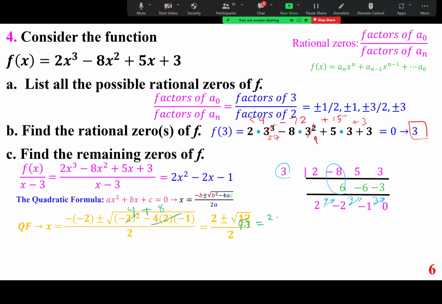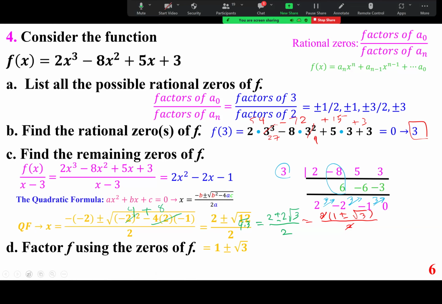Now, 12 is 4 times 3. So we get 2 plus minus 4 comes out as 2 square root of 3 divided by 2. It is very important to know you can't drop these 2s, but you have to factor the 2 from the numerator. When you do that, you get 2 times 1 plus minus the square root of 3 over 2. You drop them, and those are the answers.